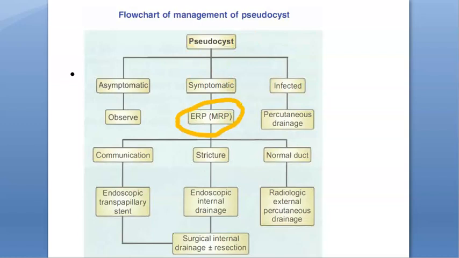Okay. Then what will you do? You will check inside what is there. Is there a communication? Is there a stricture? Is there a normal duct? Why did they put normal on this side? They should put normal on this side according to me. Okay, if a normal duct is there, then you will do just some drainage. Okay, we love this percutaneous drainage.